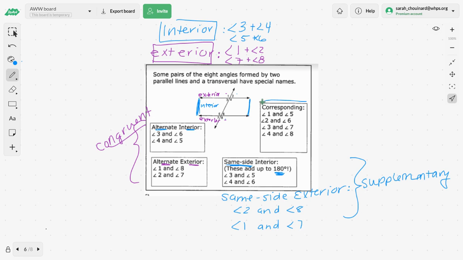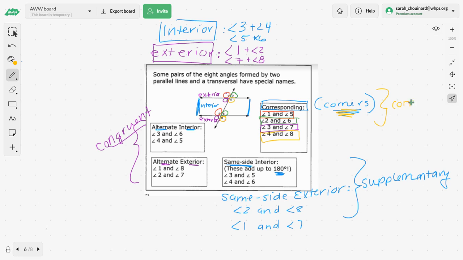And then the last type is corresponding. The way I like to remember corresponding, they are the matching corners. Corresponding kind of sounds like corners. So if I look at angle 1, it is top left. Angle 5 is also top left, but on the bottom parallel line. So that's one set of corresponding angles. Another set of corresponding is 2 and 6 because they're on the top right of the parallel lines. 3 and 7 are corresponding because they're in the bottom left corner. And 4 and 8 are also corresponding because they're in the bottom right corner. So those are our matching corner angles, corresponding angles.